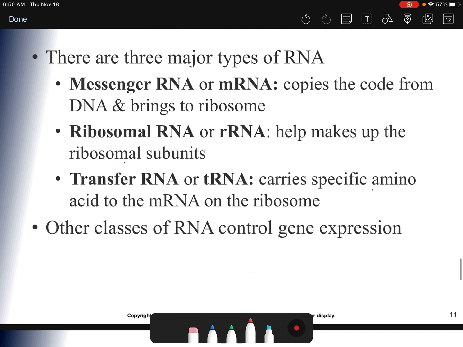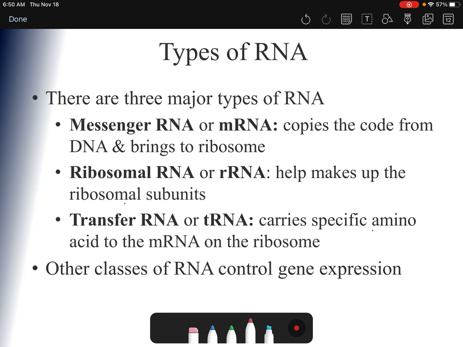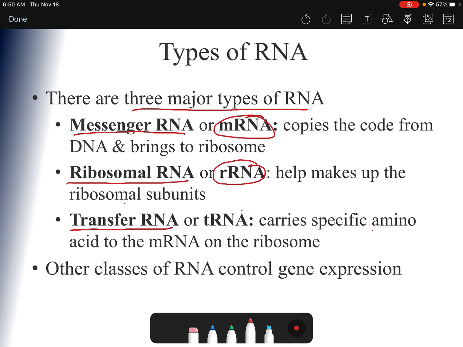And the final part of this first part of the notes is the three major types of RNA. Messenger RNA, which we just abbreviate to mRNA, ribosomal RNA, which we abbreviate to rRNA, and transfer RNA that we abbreviate to tRNA. The names tell you what their function is, so really focus on that. Messenger RNA copies the code from DNA and brings it to the ribosome, like a messenger. It's carrying that code, it's carrying the message.